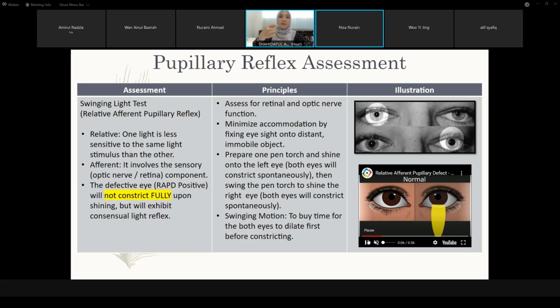We want to buy time, so in real life, after shining the right, we go down, like a swing, we do a pendulum movement. So right, and then we swing to the left. Because when your hand moves like that, that is proper buying time. If you do it like this, you may move too fast, so the eye doesn't have time to dilate. So what you see is the remaining constriction from the previous shining of the other eye. Understand?